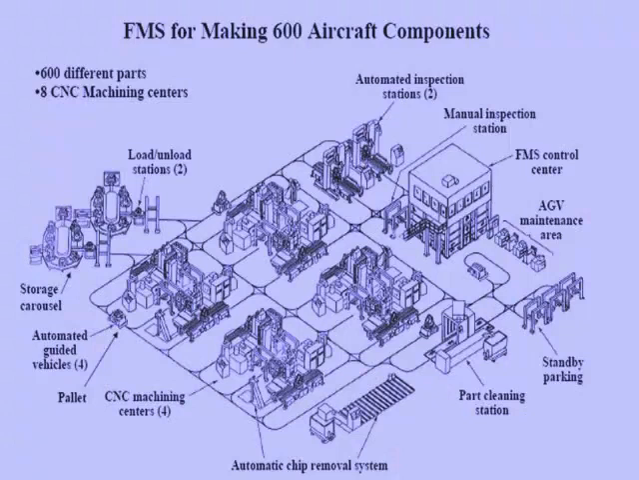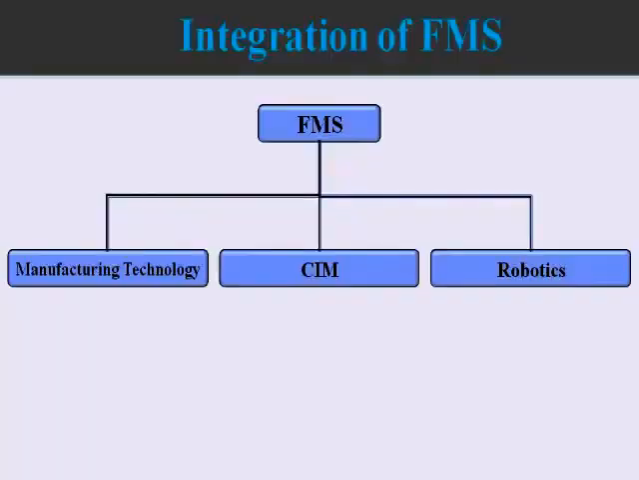It is another schematic view of an FMS making 600 aircraft components, and we have a variety of computer-aided inspection stations along with manual inspection stations, AGV maintenance areas, machining centers, pallet changing stations, etc. Cleaning stations and automatic chip disposal or chip removal stations are all available in this FMS, which is very big in size. Integration of FMS, we can divide that.